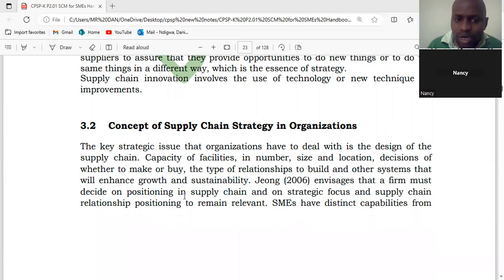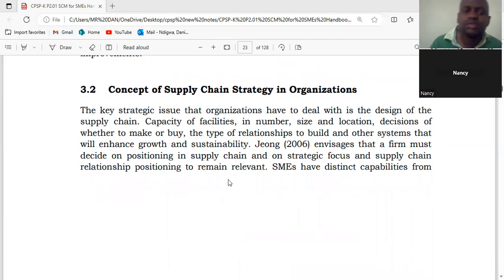Then we need to understand the concept of supply chain strategy in organization. When we talk about the concept of supply chain strategy, we are looking at the design of supply chain. What is the design of supply chain management? And design also, we need to look at issues like capacity of the facility.